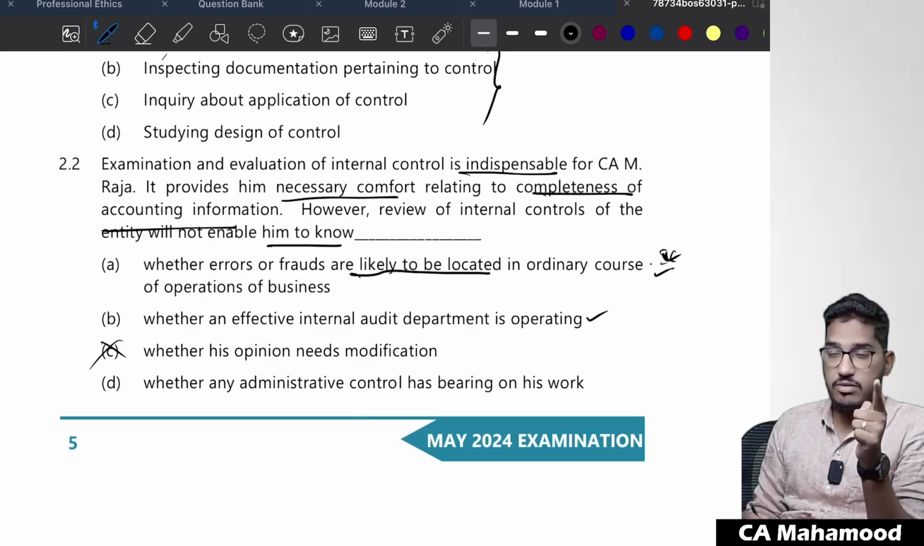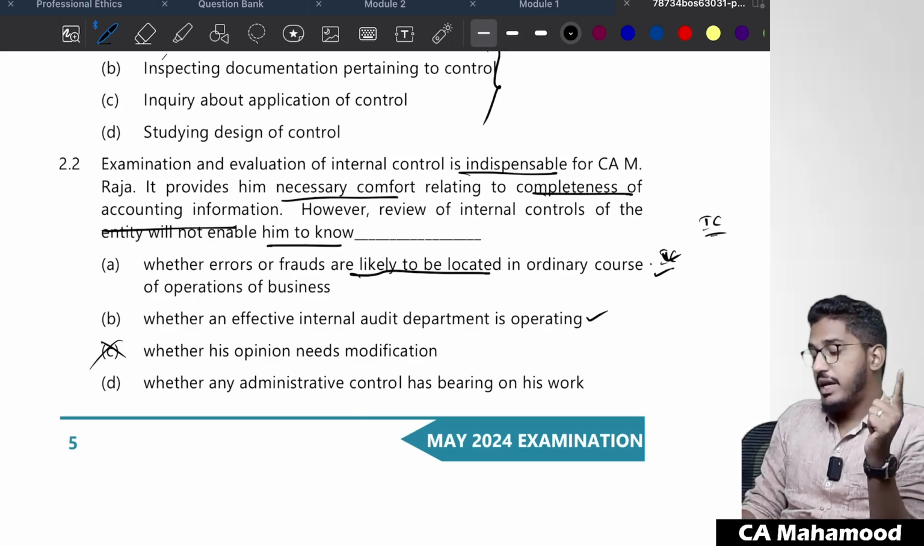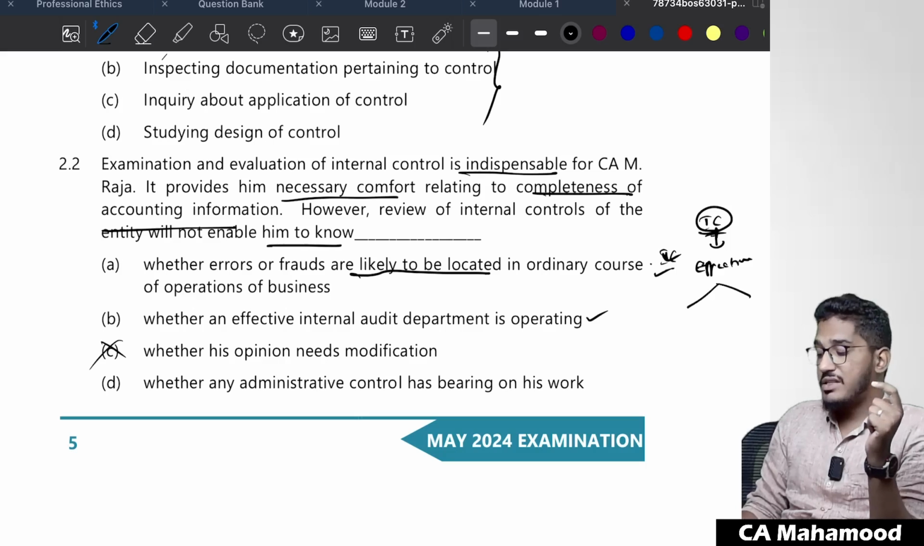This you will not find out. Why? Because by verifying internal controls, you will only come to know whether the controls are effective or not. And why we basically verify internal control is to design and perform the substantive audit procedures.